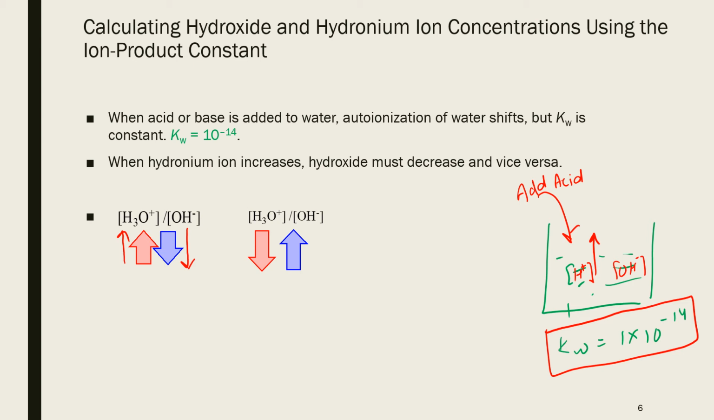down. Similarly, if we add base into our solution, addition of base means the value of OH negative will go up, and because the Kw value never changes, that means that in order to maintain a constant Kw value, the value of hydronium ion will go down. So in other words, if one of the parameters, either hydronium ion or hydroxide ion, goes up, the other one will go down.